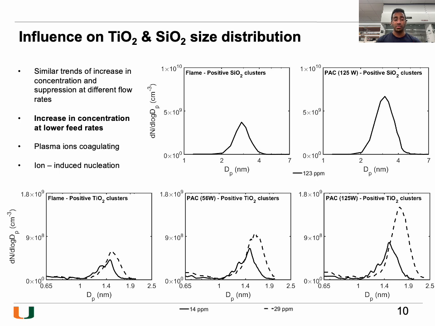And for lower precursor feed rates, the increase in concentration we think is largely due to the larger plasma ions coming together, coagulating, and forming stable clusters which act as nuclei, which show up as an increase in concentration. Or it could also be that this high concentration of charge carriers that are present in there enhances the rate of nucleation by the mechanism of ion-induced nucleation.